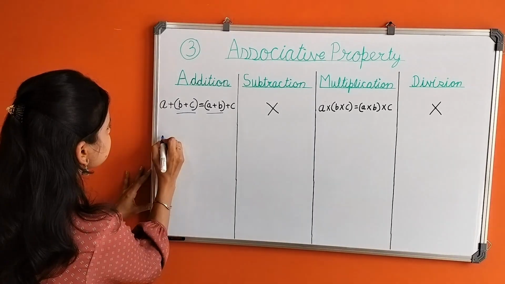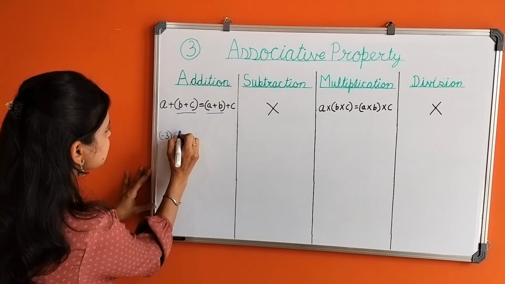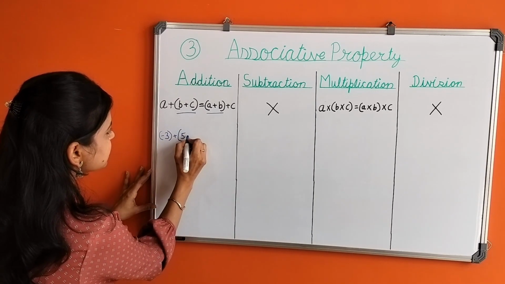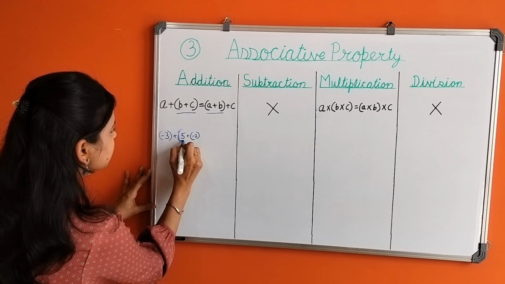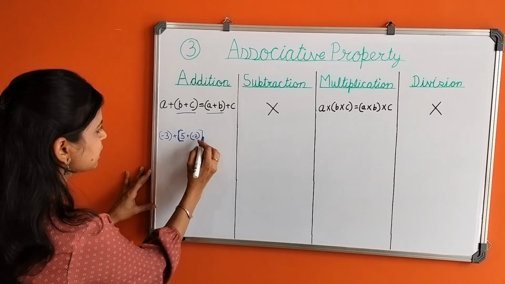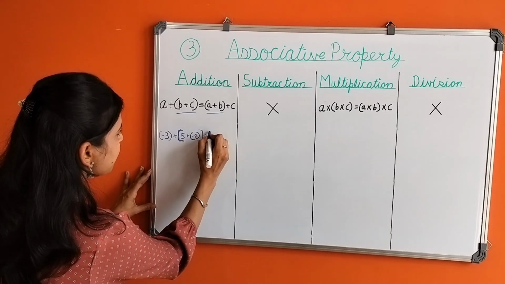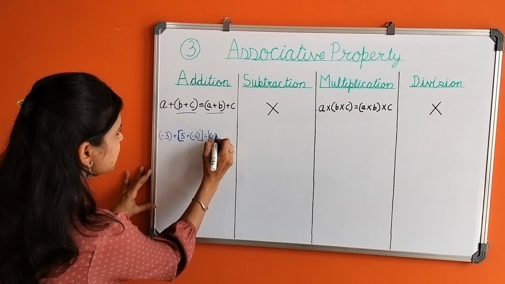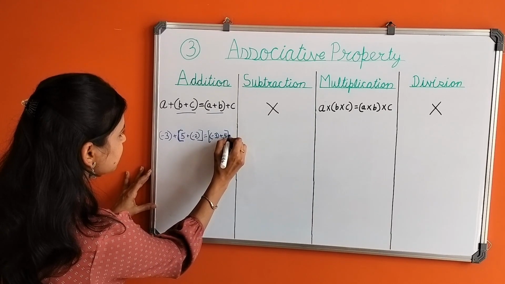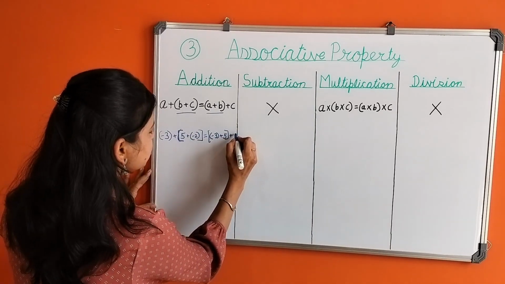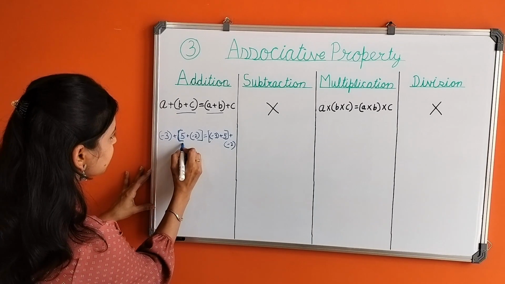Let's see one example. Suppose a is -3, b is 5, c is -2. Then -3 plus 5 plus -2 is equal to -3 plus 5 plus -2. So let's solve it.